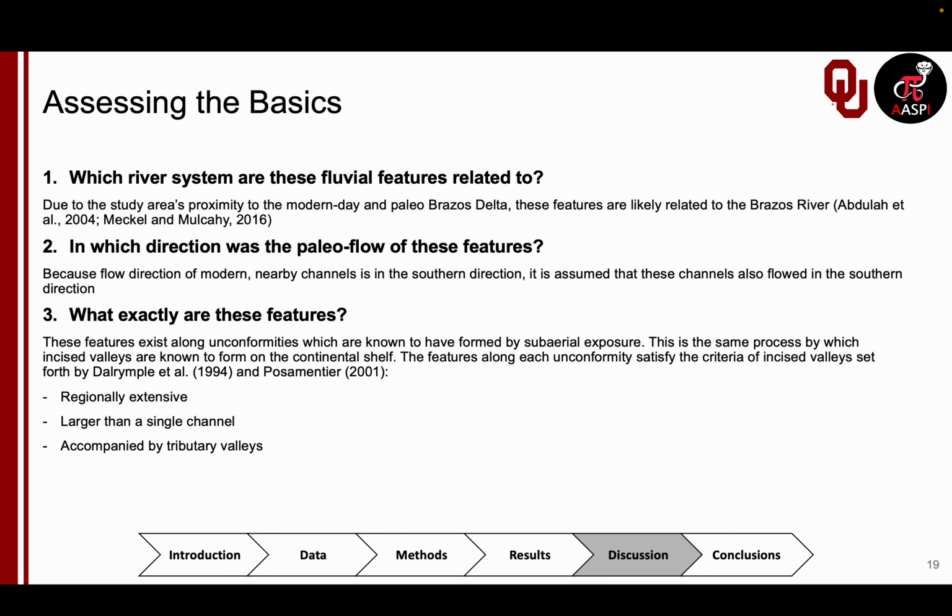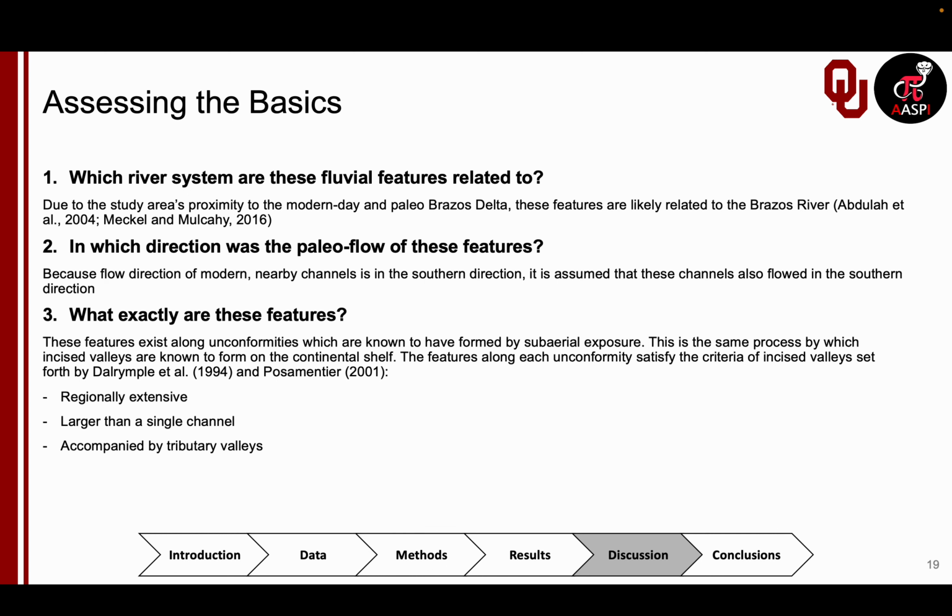And then finally, and most importantly, we want to know what exactly are these features. So I showed you that these features are existent along unconformities, which we know form during subaerial exposure of the continental shelf, which is the same process by which we know incised valleys form.